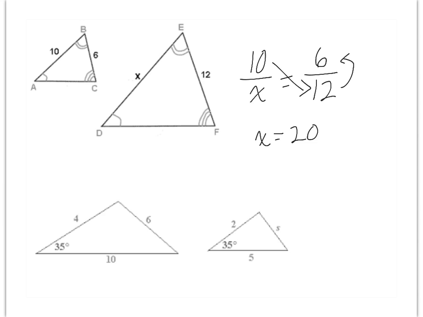With your second example, I've got two known sides, two known ratios there, and then I've got one that's missing. So I'm going to set up a ratio of ones that are known, 4 over 2, equals one that's unknown, 6 over S. Now I could just as easily have used 10 and 5 as well, but I don't need to do that. You only need to pick one.